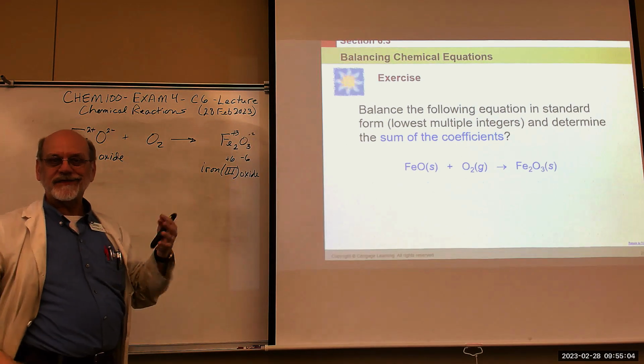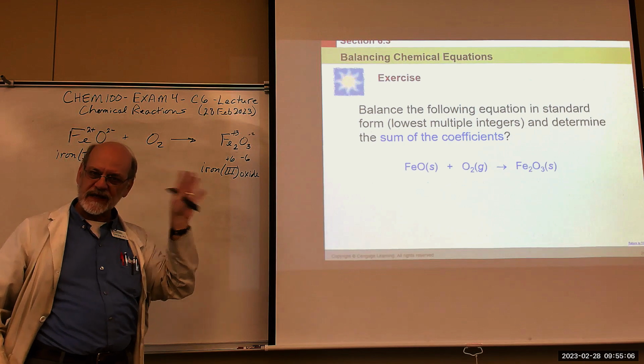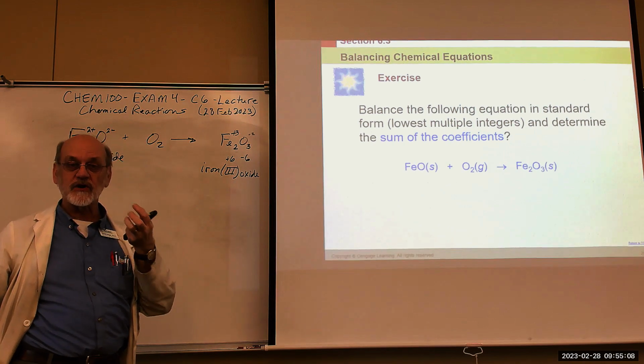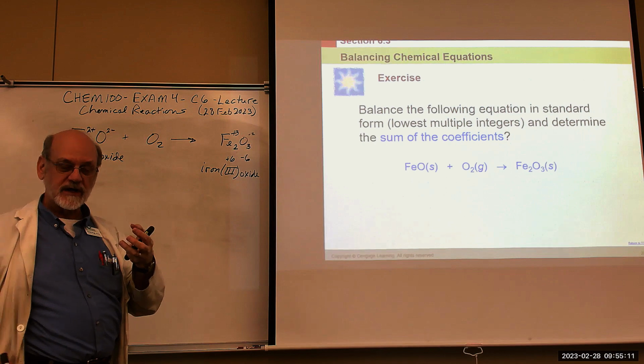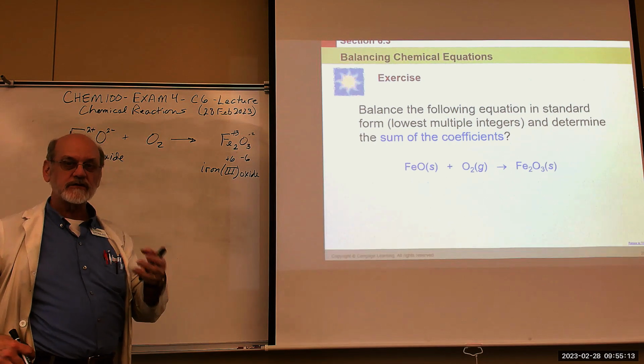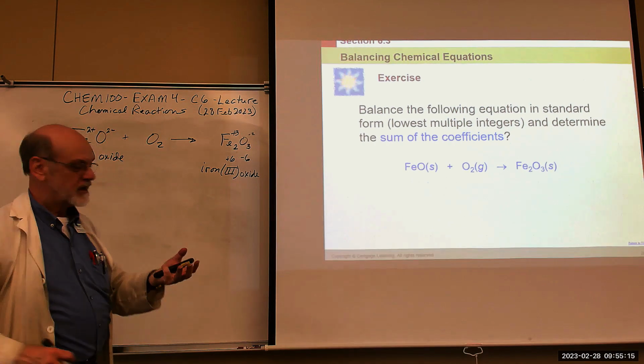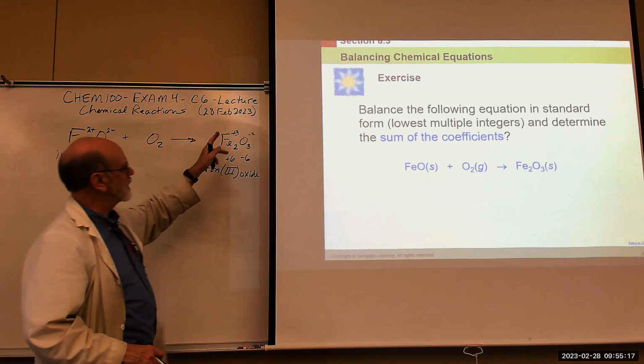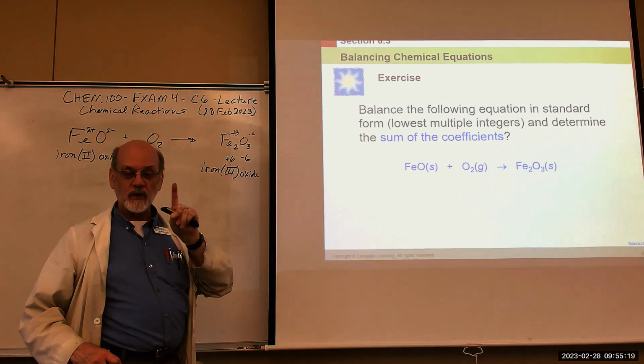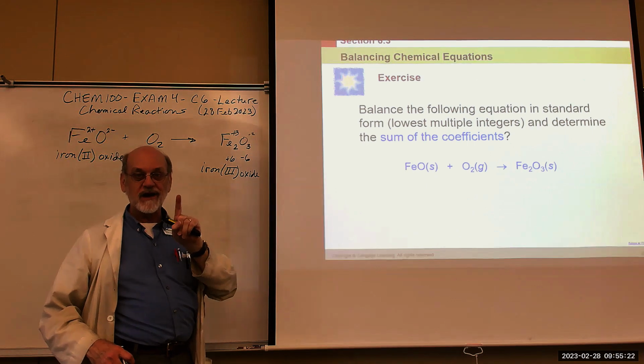Right? So how do you get there? Think back to the beginning chapters when we were talking about atoms and charges. How do you get to a charge? You either gain electrons or lose electrons. To go from a +2 to a +3, you had to lose 1 electron for each iron.